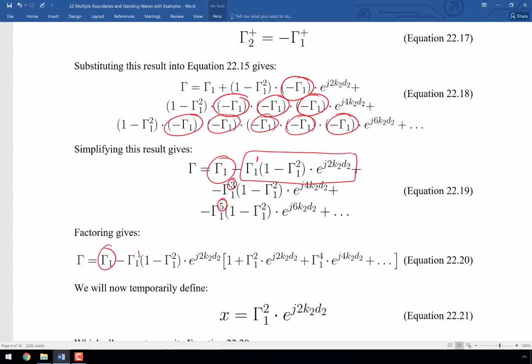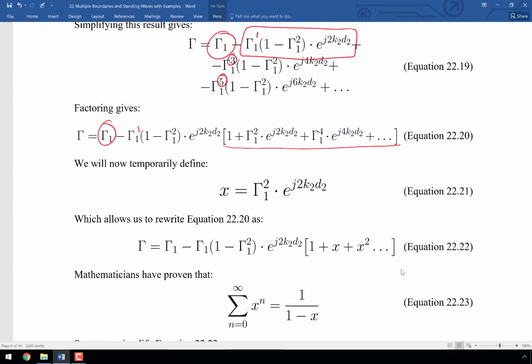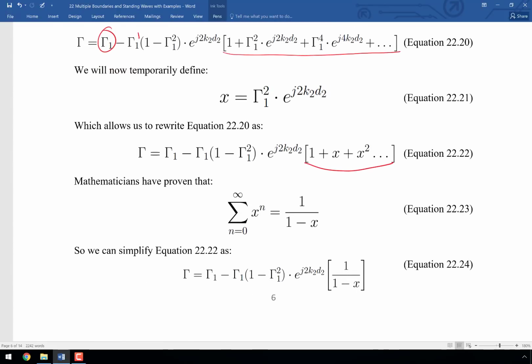So it's gamma 1 to the 1st power times 1 minus gamma 1 squared times e to the j 2 k2 d2. And so I end up with an expression that looks like the rest of this right here. I'm going to define a temporary variable, x, which is gamma 1 squared e to the j 2 k2 d2. And that allows me to rewrite the thing that's in the brackets as 1 plus x plus x squared plus x cubed and so forth. But mathematicians have shown us that that is just equal to 1 over 1 minus x. So I can then substitute that for 1 over 1 minus x.